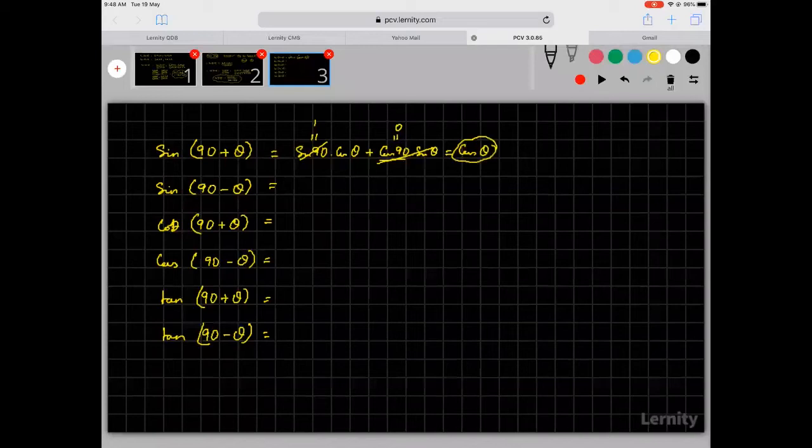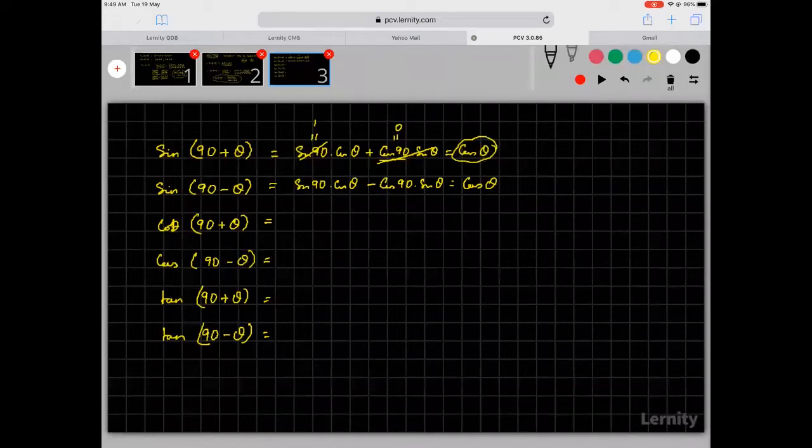Like that, sin of 90 minus theta. Sin of 90 minus theta will become sin 90 into cos theta minus cos 90 into sin theta, and you will see that this is also equal to cos theta.